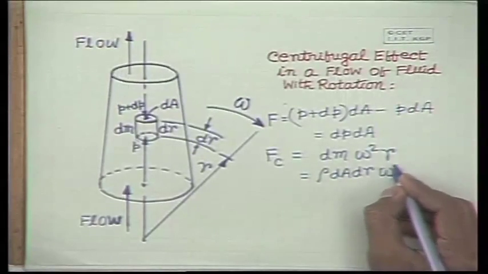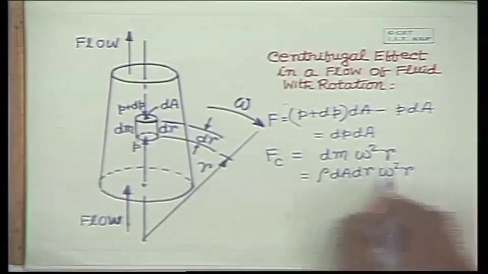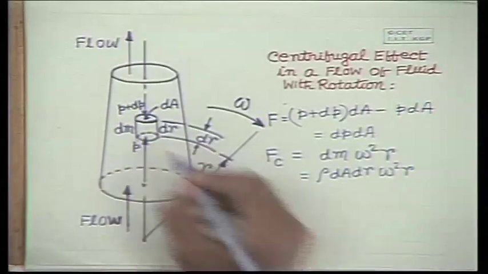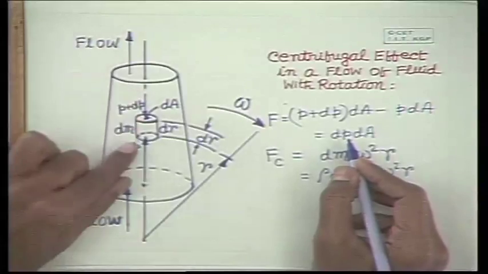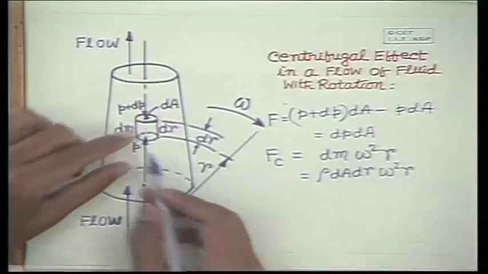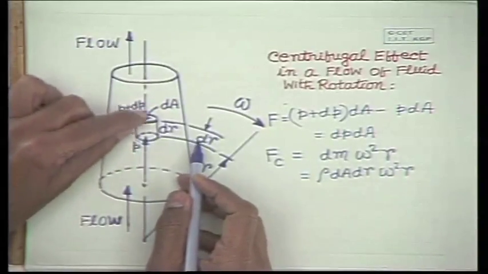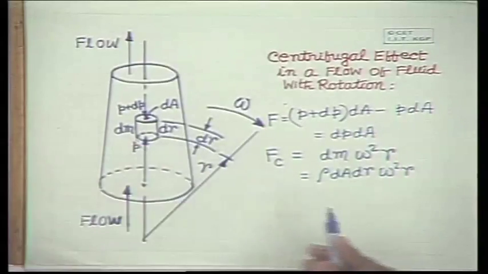So, this is the angular velocity square into r. Now, at equilibrium, these two are equal. That means the fluid motion is possible in this direction provided there is a balance between the centrifugal force and the inward radial pressure force.